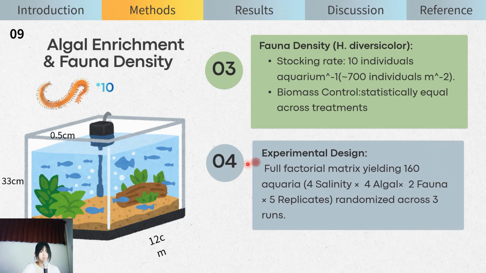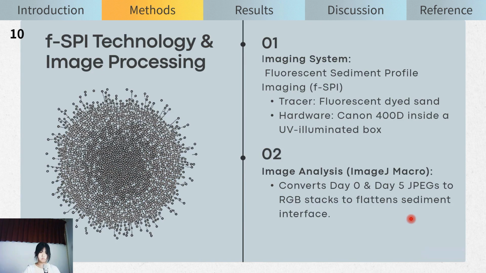The design was a full factorial matrix held in 160 aquaria randomized across 3 rooms. For imaging, we used fluorescent sediment profile imaging, FSPI, and converted the J0 and J5 JPGs to an RGB stack to flatten the sediment interface.